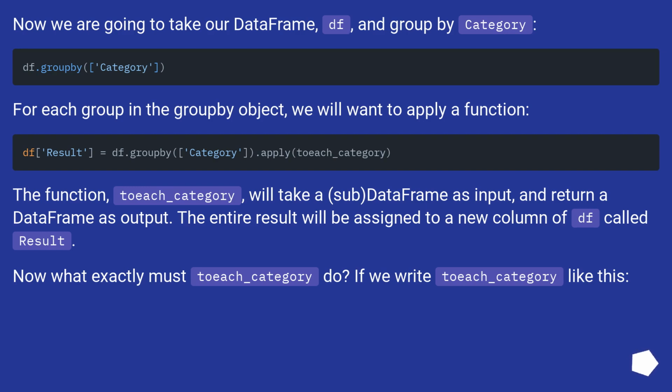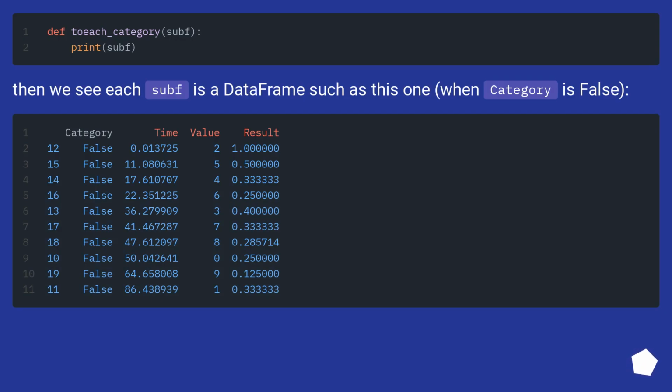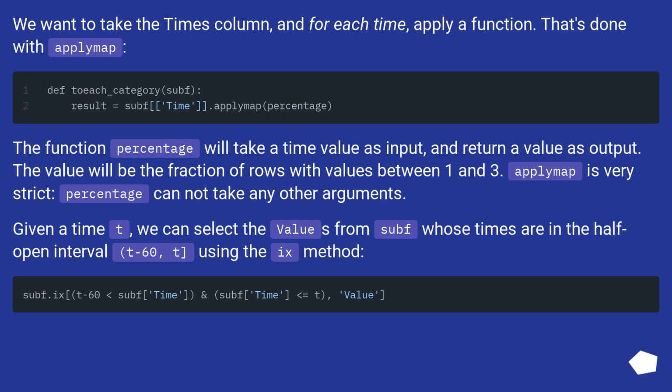Now what exactly must to_category do? If we write to_category like this, then we see each sub is a data frame such as this one, when category is false. We want to take the time column, and for each time, apply a function. That's done with applymap.